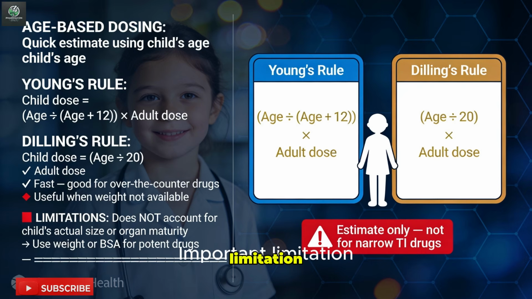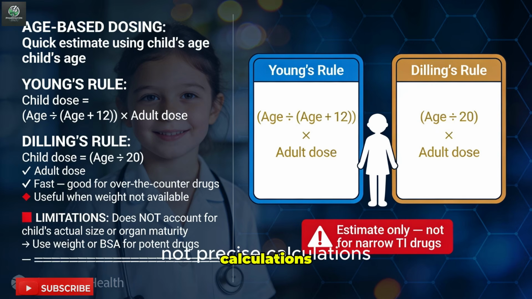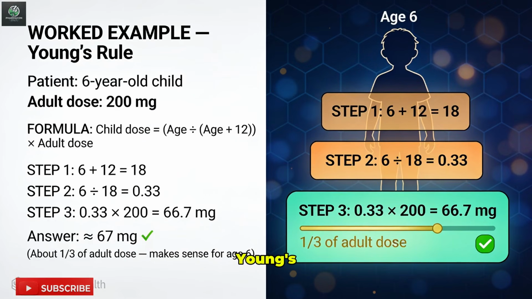Important limitation: neither formula accounts for a child's actual size, body composition, or organ maturity, so they are estimates, not precise calculations. For potent or narrow therapeutic index drugs, weight-based or body surface area dosing is always preferred. Let us apply Young's rule with a complete worked example.